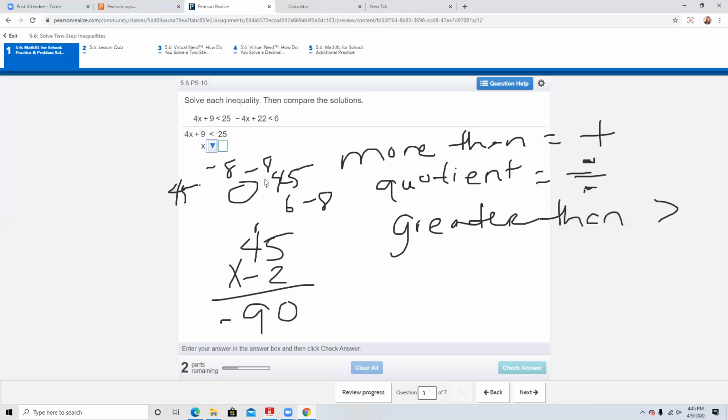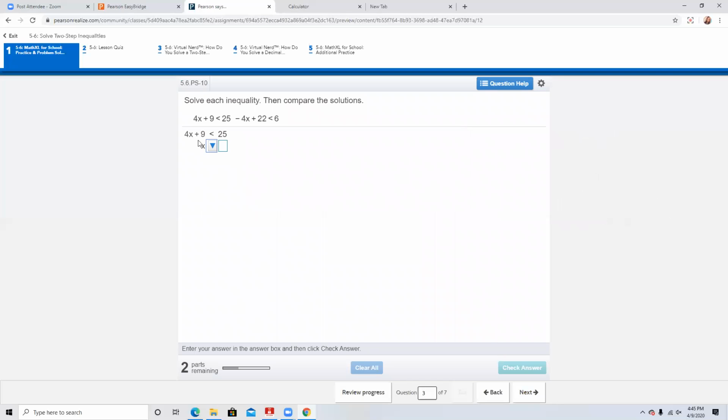So even for a question like this, let's erase this. Even for a question like this, the only thing you're doing right here, they told you to compare the solutions. It's already almost completed for you. So in this case right here, you have 4x plus 9, okay, is less than 25. Oops, excuse me, my computer jumped.